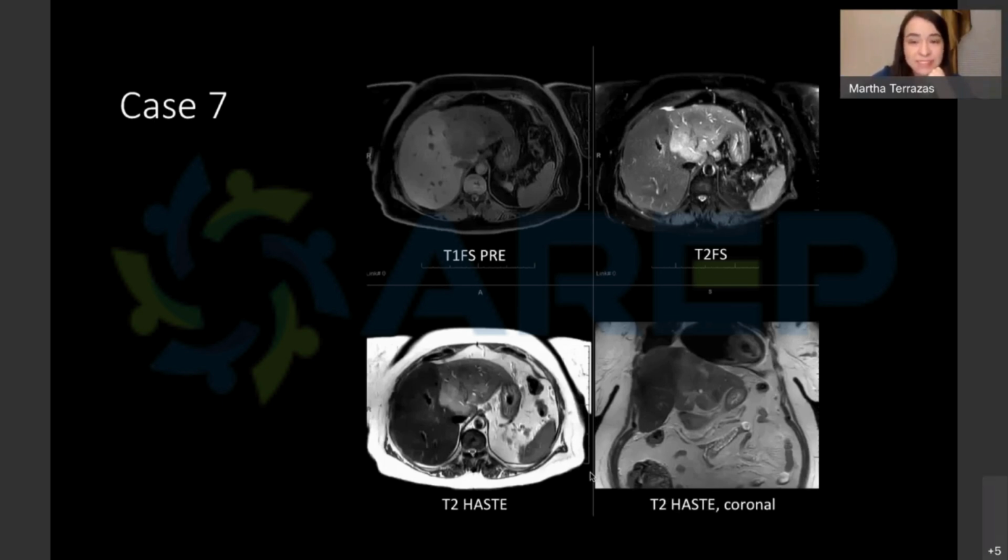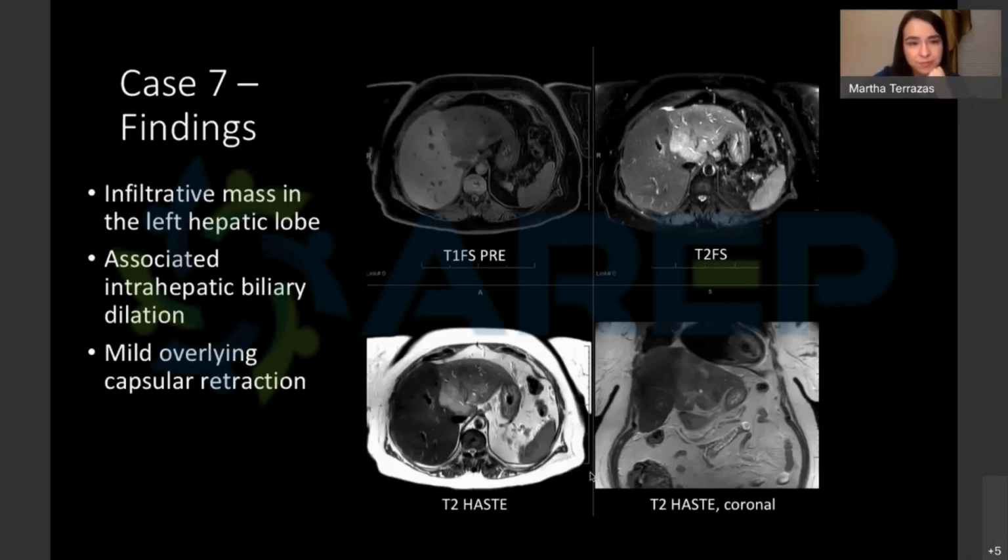We have our T1 FATSAT pre and a T2 FATSAT, and then we have a T2 HASTE and a T2 HASTE coronal. So we have this infiltrative mass in the left hepatic lobe, this sort of gray infiltrative mass that's replacing the left hepatic lobe. And also, if you look on the T2 FATSAT, you do see that there is associated intrahepatic biliary dilation. You see all these dilated bile ducts, they're bright.